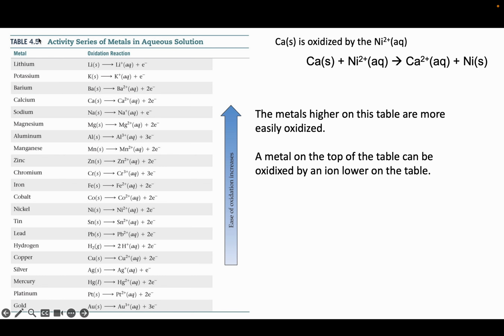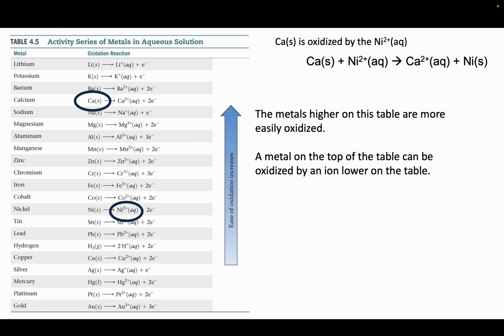The metals that are higher on this table are more easily oxidized. That's what the arrow is telling us. Species at the top of the table are easily oxidized. Notice each of these are written where we're starting with a solid. It's giving us the ion plus electrons. It's losing electrons. Oxidation is losing. A metal at the top of the table as a solid can be oxidized by an ion that's lower on the table. So the relative placement is going to be important.